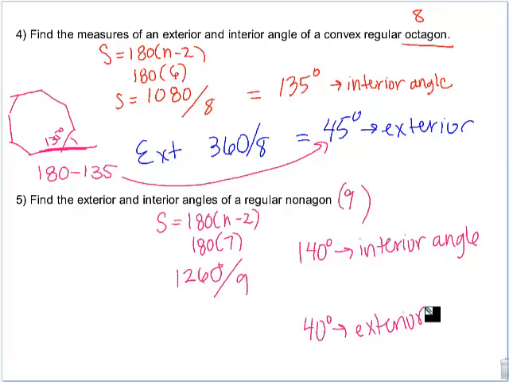What's our other way we can get our 40? We could also do 360 divided by 9 to get 40. In this case, if we just think 180 minus 140, that's pretty simple to do. To get the exterior, you're always going to take 360 divided by whatever the number of sides is. Could you find the exterior angle first and then get the interior? Sure. Doesn't matter which one you find first. For exterior, it's always 360.